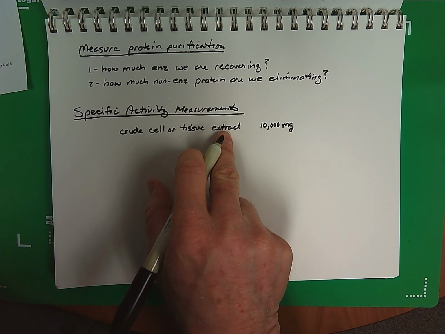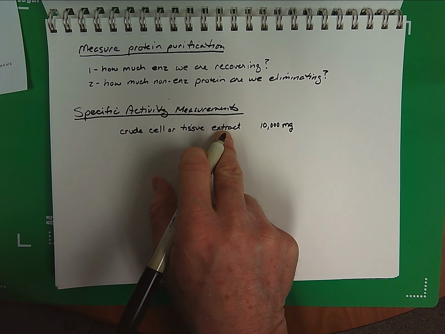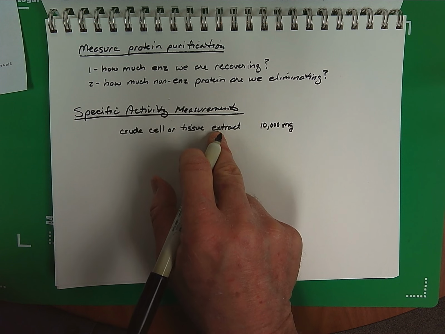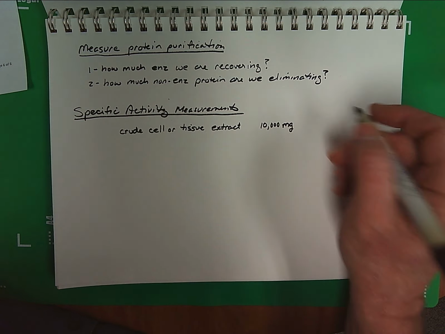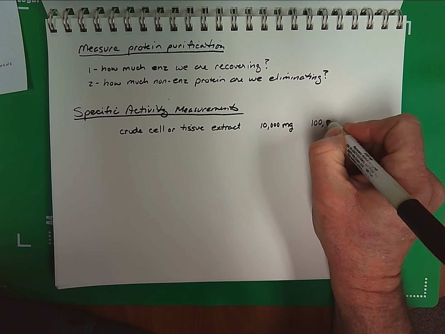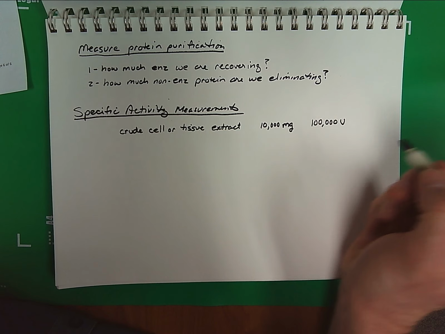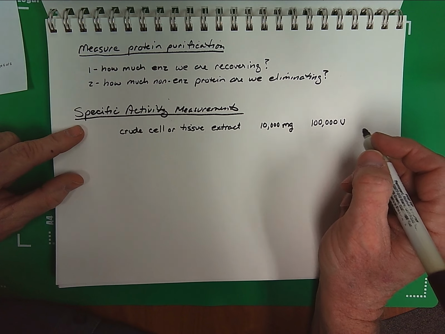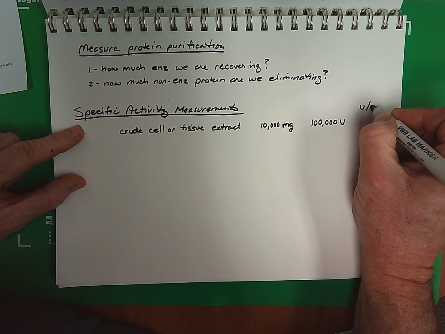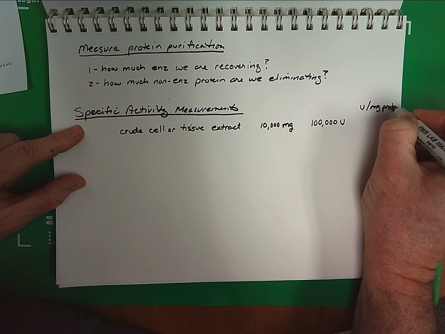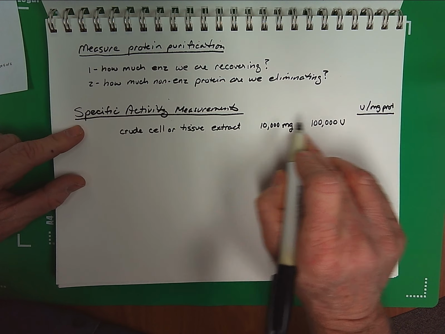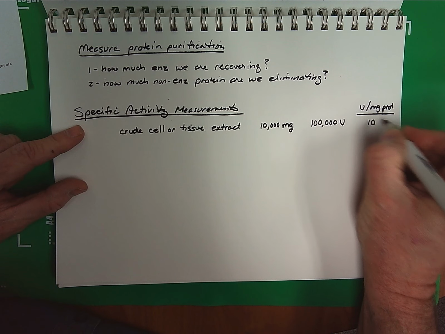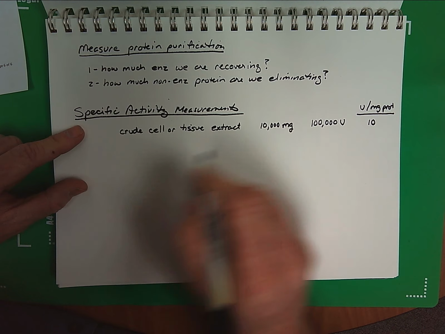Now in this extract is our enzyme. So we can measure the enzyme by mixing the specific substrate with the enzyme and measure product formation. Let's say that we have, in this initial extract, 100,000 units of enzyme activity. Then our specific activity is going to be defined as units per milligram of protein. So we take our units, divide by our total protein amount, and we have 10 units of enzyme per milligram of total protein.